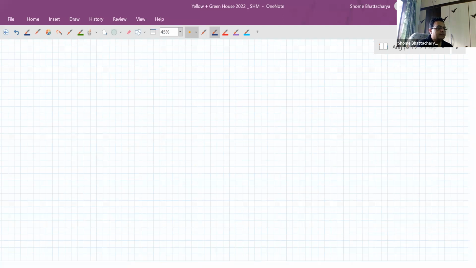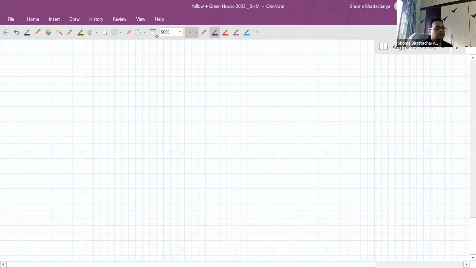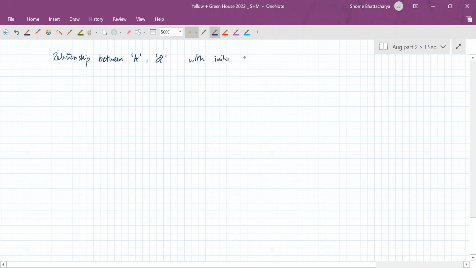So we are coming to dynamics very soon, but just before that, we will also see the next important thing in terms of derivation and formulae, the relationship between the amplitude and phase constant with what we call the initial conditions.